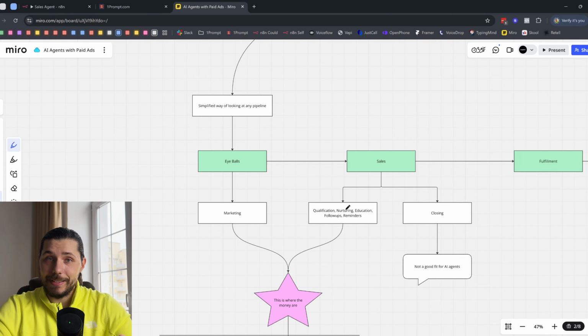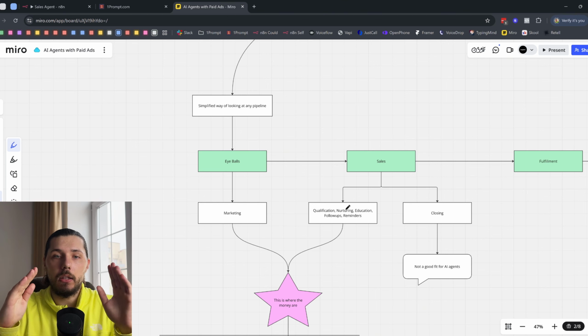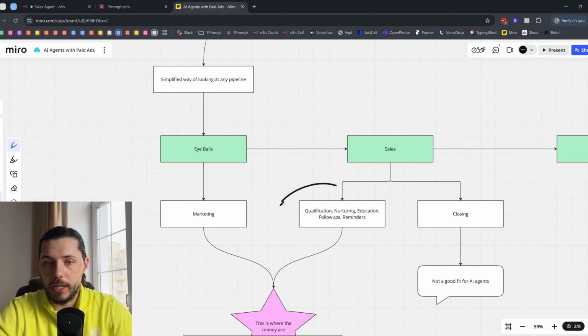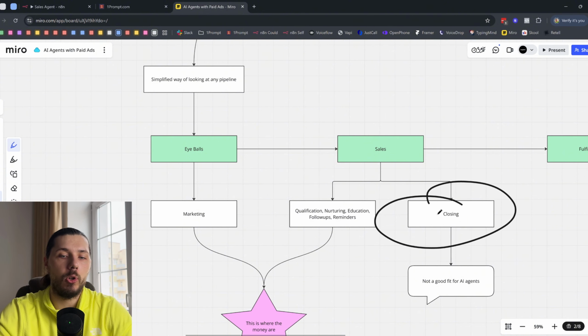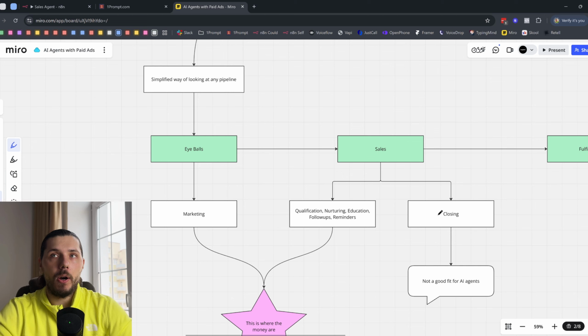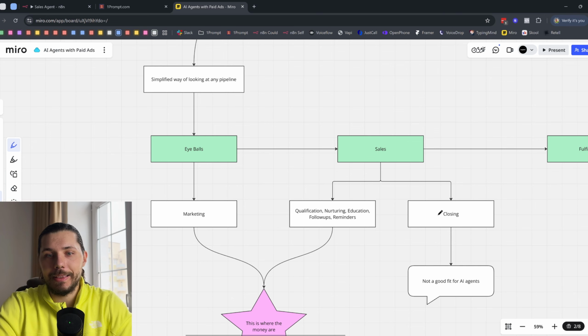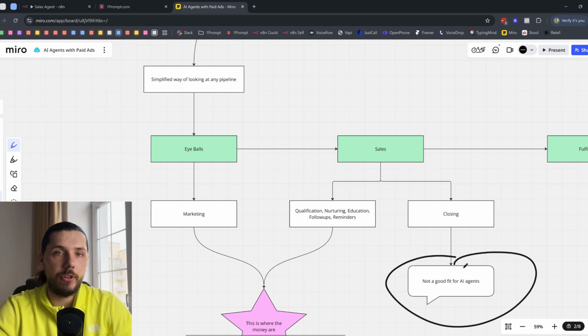Now, the sales can be classified and divided into two stages. So there is qualification, nurturing, education, follow-ups, reminders, and all these things, and the actual closing. From our experience, we did not really yet find a really good use case for AI agents that can close.